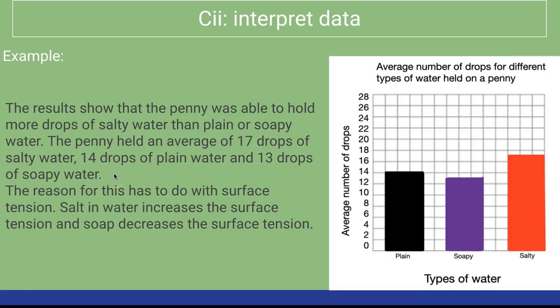So here again, we've made a statement about which type of water had the most drops held in a penny, and we've included the actual data, the number of drops of each type of water that were held. And we didn't really talk about the science behind this one, but if we had, something you might write about that could be, the reason for this has to do with surface tension. Salt in water increases the surface tension, and soap decreases the surface tension.